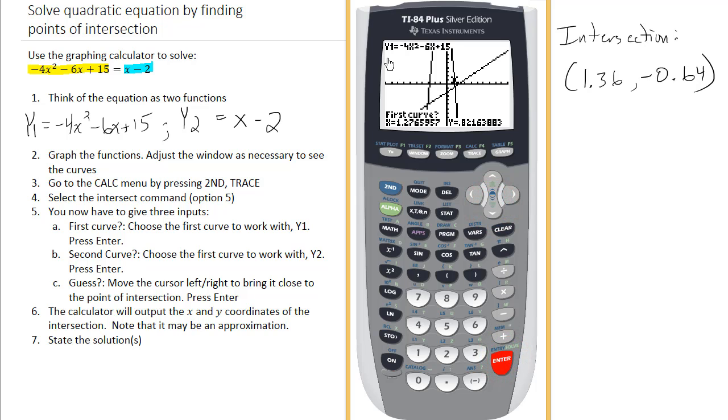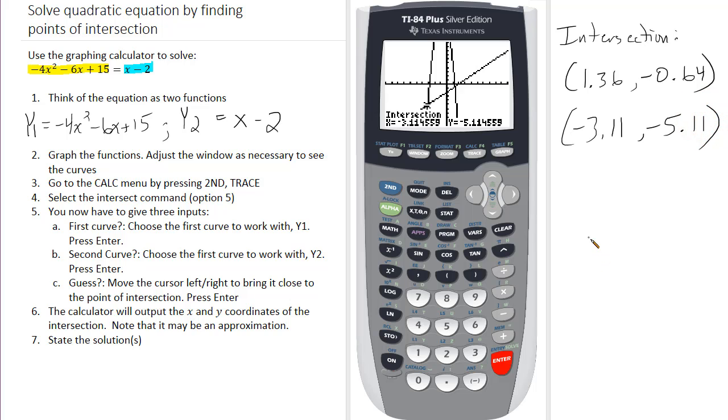The first curve is y1. I press enter. The second curve is y2. I press enter. But now for the guess, I have to move my cursor to the left. In this case, to get near that point of intersection in quadrant 3. And now I've moved it close. Now I'll press enter. And so we have another point of intersection at negative 3.11, negative 5.11.